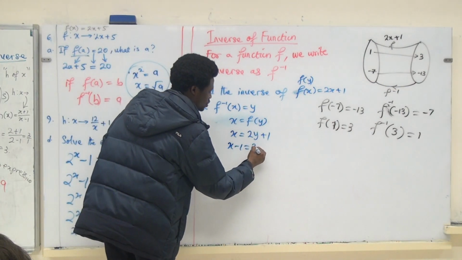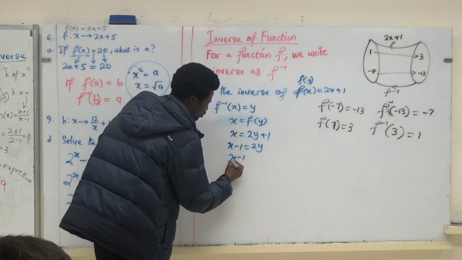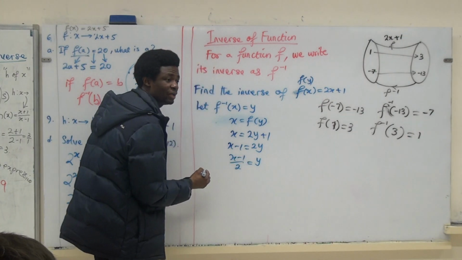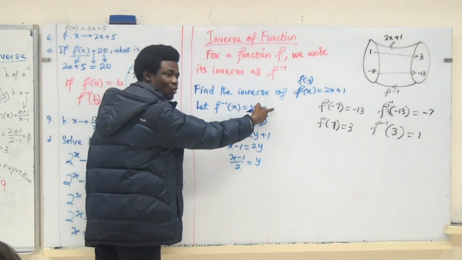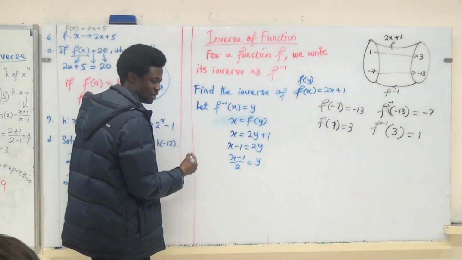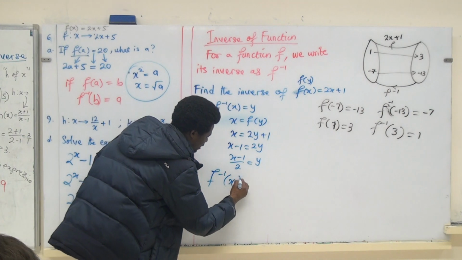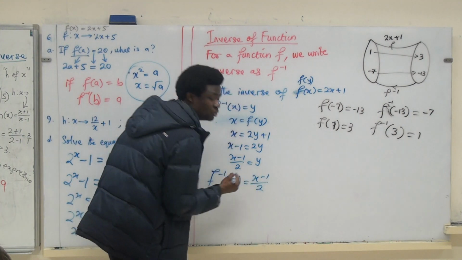x minus 1 is 2y. x minus 1 divided by 2 is y. Do you agree? So this is your inverse, because you said f inverse is y. Does it make sense now? So it means f inverse of x will be x minus 1 over 2.